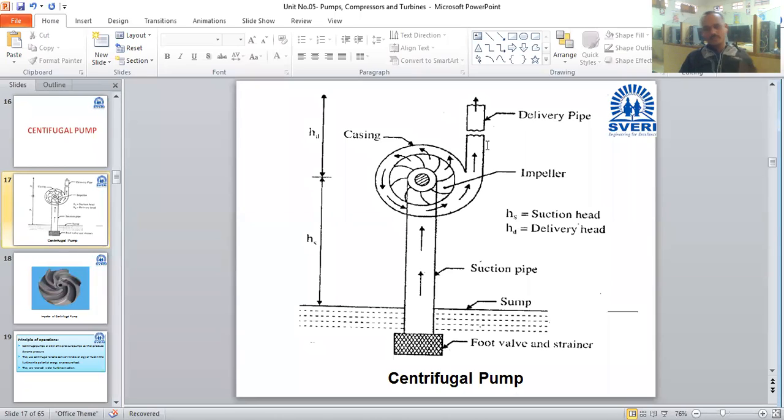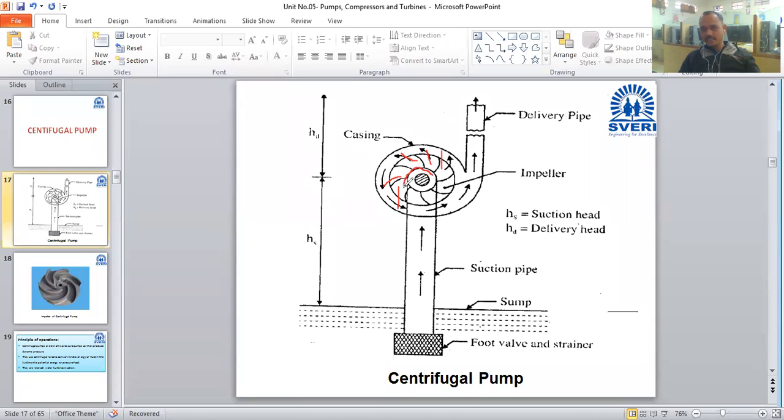When we start the motor, the shaft also starts rotating, and due to that the impeller mounted on the shaft also starts rotating. When the impeller starts rotating, the water present in the impeller flows in the outward direction with centrifugal force. This water has pressure energy as well as kinetic energy. So when this water flows out of the impeller, a cavity will form here.